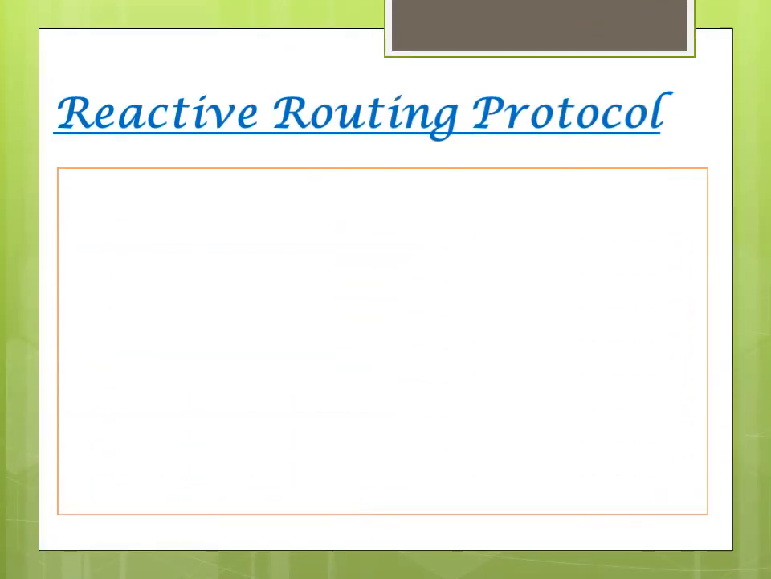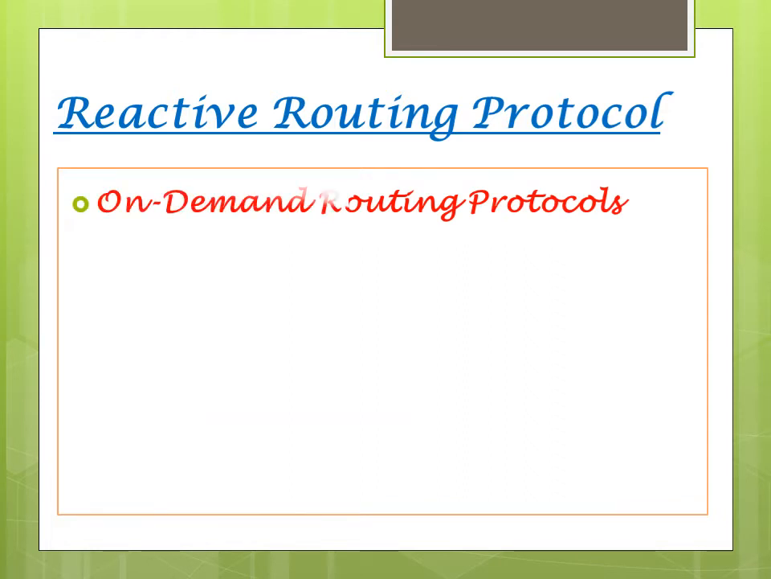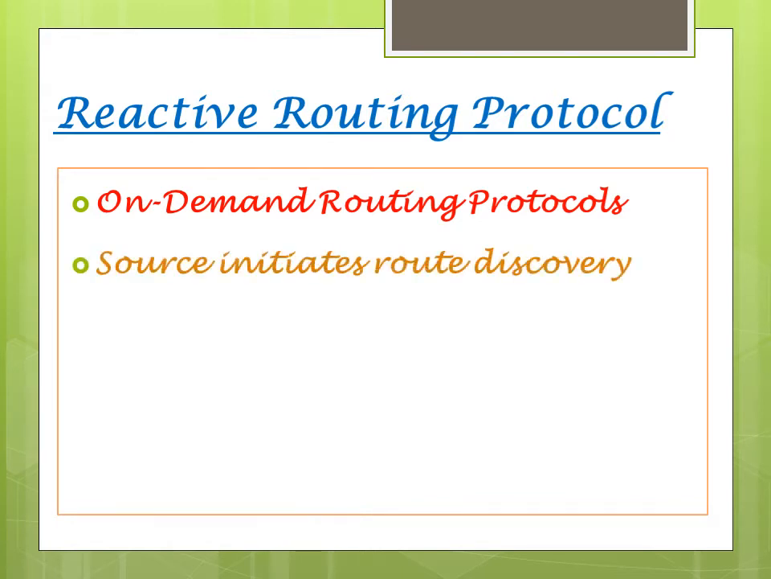Next is the reactive routing protocol. As the name suggests, reactive, it reacts according to the action. It is an on-demand routing protocol. It connects to the other nodes when there is a demand. Its source initiates route discovery. As it does not maintain any routing table, so when the node wants to connect to other node, the source initiates the route. The route discovery may be flooded by the route request packets throughout the network.